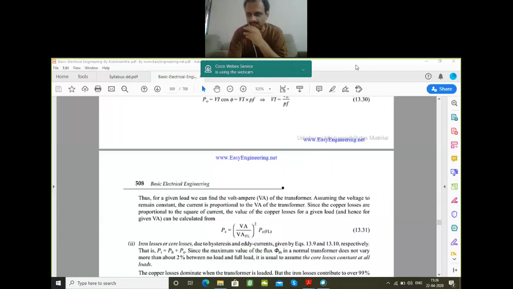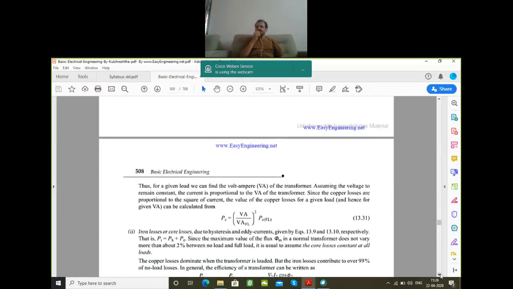Copper loss, you should remember, depends on the square of the current, and current means volt ampere. Voltage is constant, 220 volts or 230 volts, the supply voltage. Ampere is the current. So copper loss depends on the square of current and hence on the square of volt amperes.